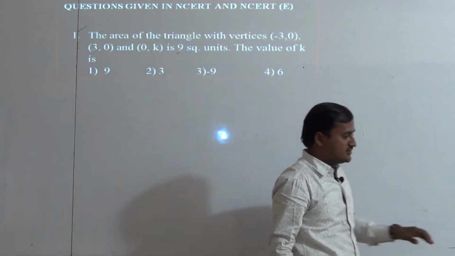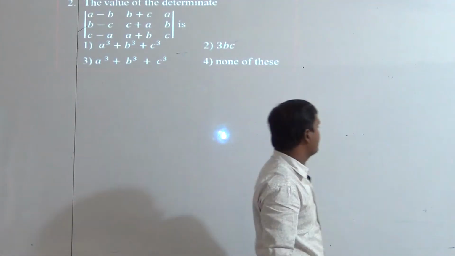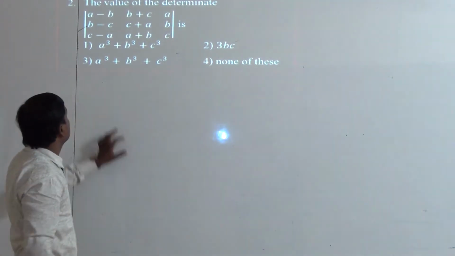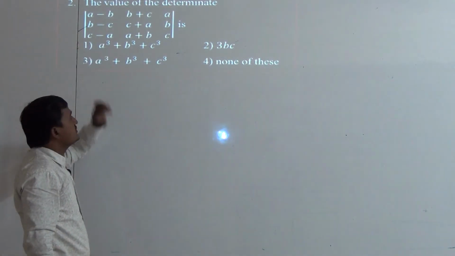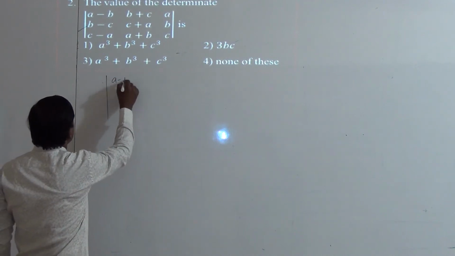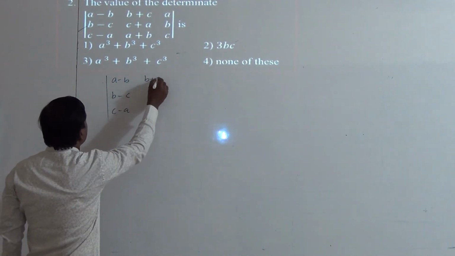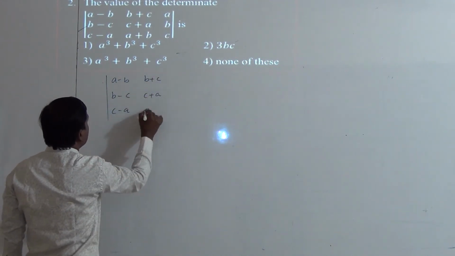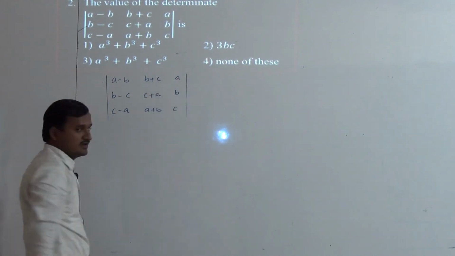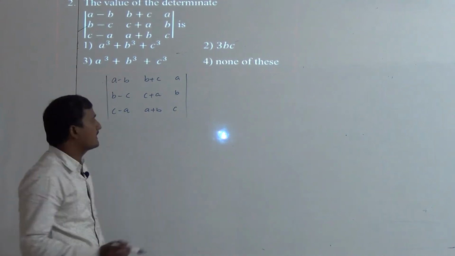Okay, the next question is this one. So here, what is the value of this determinant? Clearly the given determinant is like this: a minus b, b minus c, c minus a; b plus c, c plus a, a plus b; a, b, c, right? So to find the value of this determinant, here I will apply the column operation.